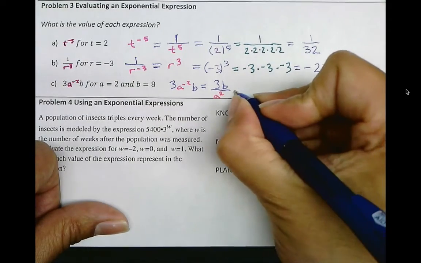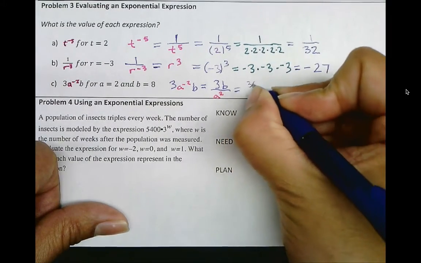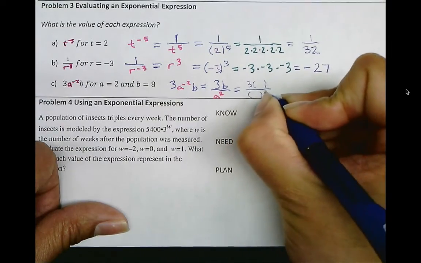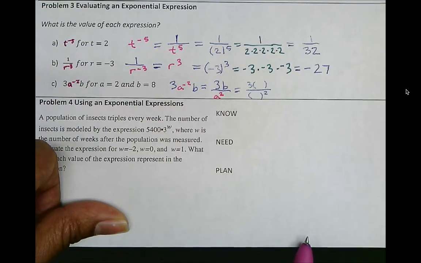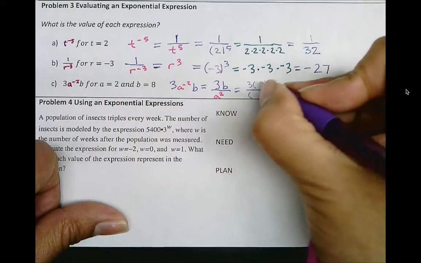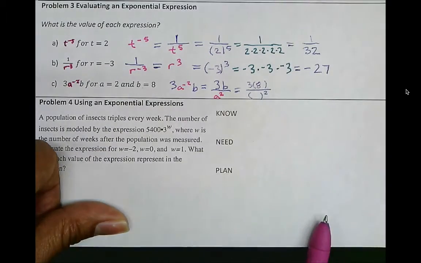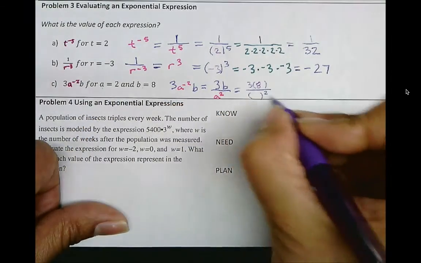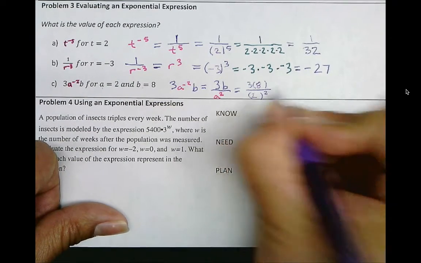And let's go ahead and start rewriting this, replacing our variables with parentheses. And now we can plug in our values. So the value of b is 8, so we write an 8 in this set of parentheses. The value of a is 2, so we write a 2 in this parenthesis.